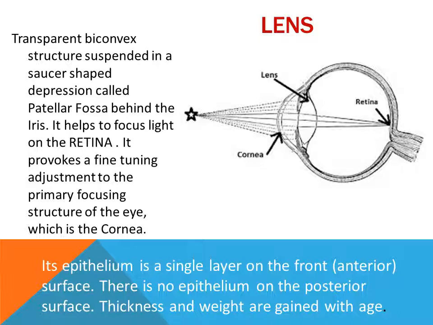Its epithelium is a single layer on the front, that is the anterior surface. There is no epithelium on the posterior surface. Thickness and weight are gained with age. That means as the age increases, the thickness and the weight of the lens increases.